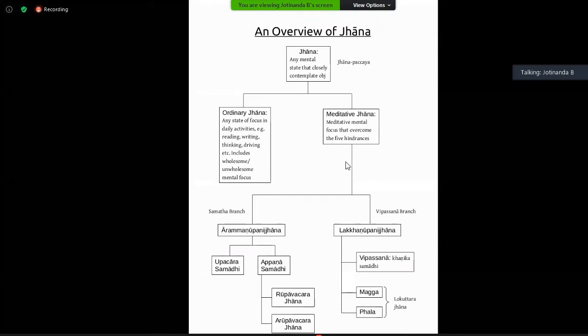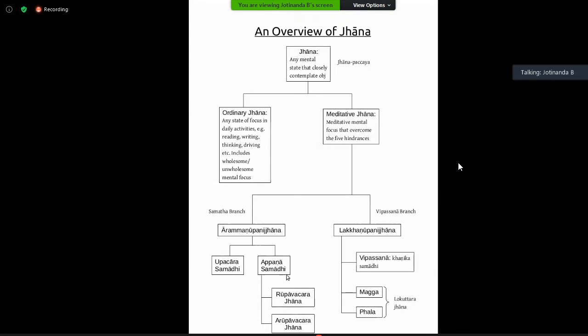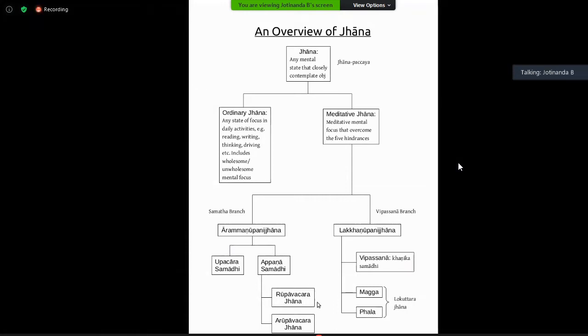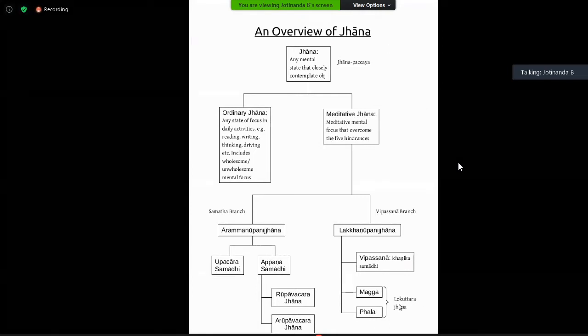So you can refer to the paper. Here I give you an overview of jhana, the meaning of jhana in the widest sense. Normally, when we think of jhana, we only think of these two, rupavacara and arupavacara jhana. But actually jhana is so wide. It's holding all our jhanas.